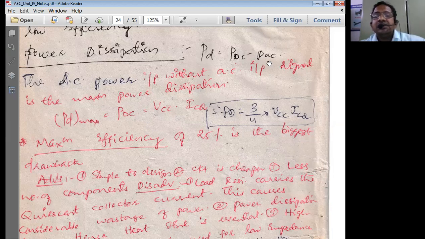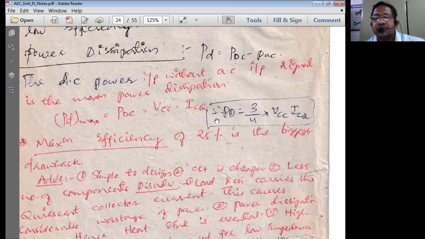Now, when the AC power is 0, say for example we did not apply any AC input signal, what is PAC? It will be 0. So even though we don't apply any external input signal, we still have the PDC. We still have the power dissipation. See, this is the drawback of this circuit. The power dissipation is very high in the case of the class A power amplifier. Efficiency is very, very low in the case of class A.